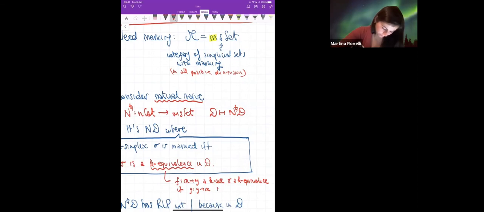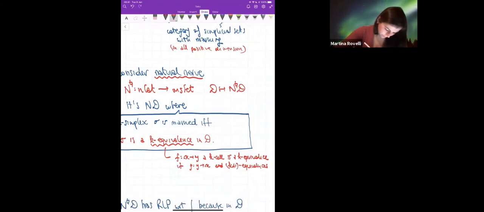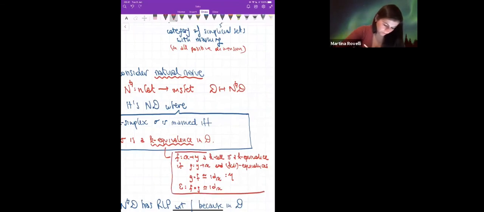Such that, and K plus 1 equivalences that look like this. So I have G composite F that I would like to think is equal to the identity of X, but in this case, it's only equivalent via some eta. And F composite G is only equivalent to the identity of Y via some epsilon. So you see that there is some induction in this definition, because to understand when something is a K equivalence, I first need to know what is a K plus 1 equivalence. So it's maybe not the easiest definition, but this is what it is.